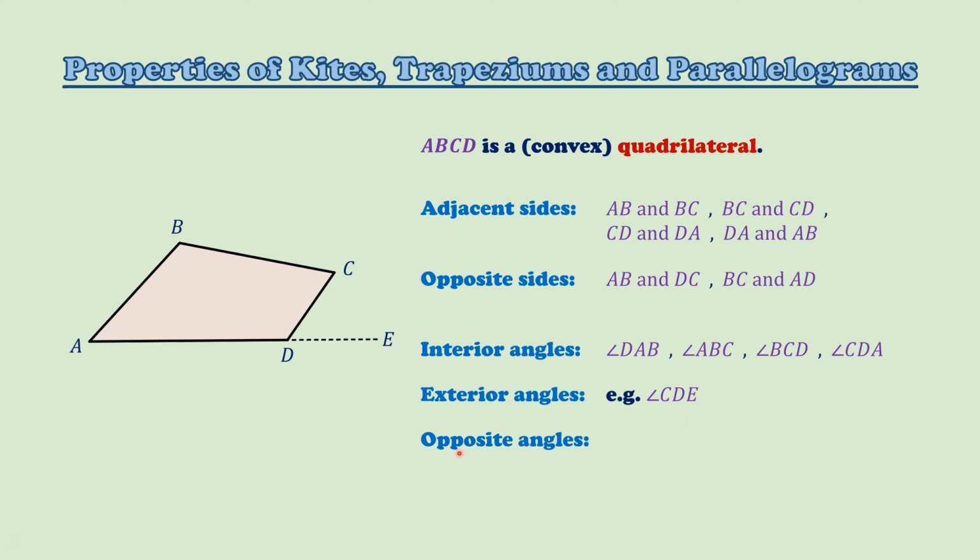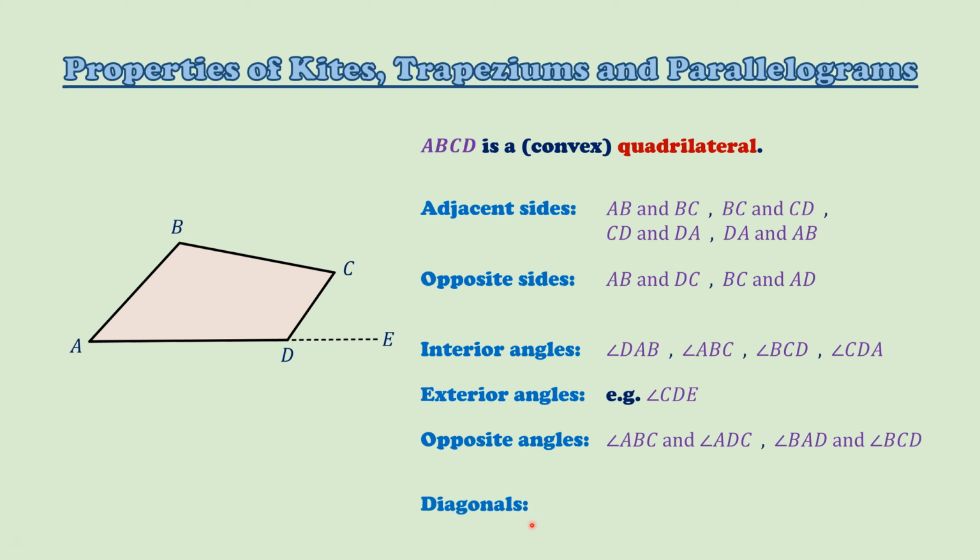And then we have the concept of opposite angles. In a quadrilateral, there are two pairs of opposite angles. In this example, one pair of opposite angles is angle B and angle D, and then the other pair is angle A and angle C. So there are two pairs of opposite angles.